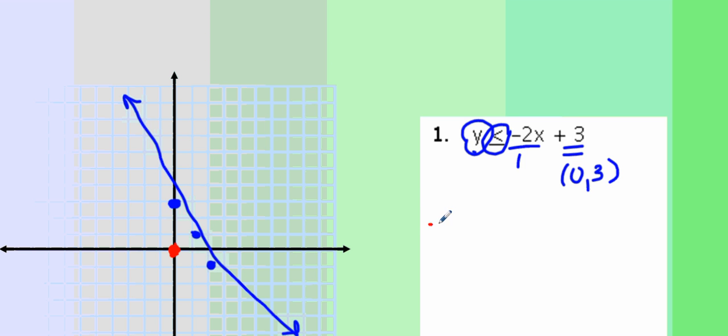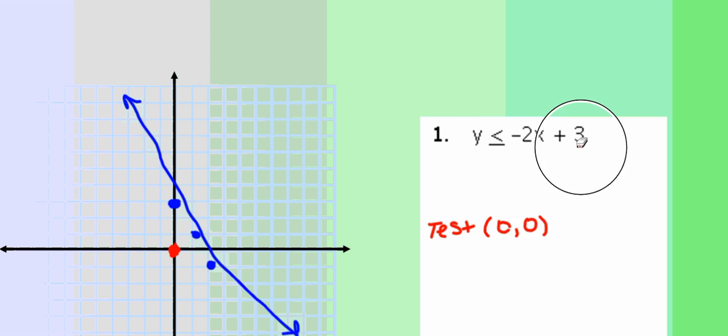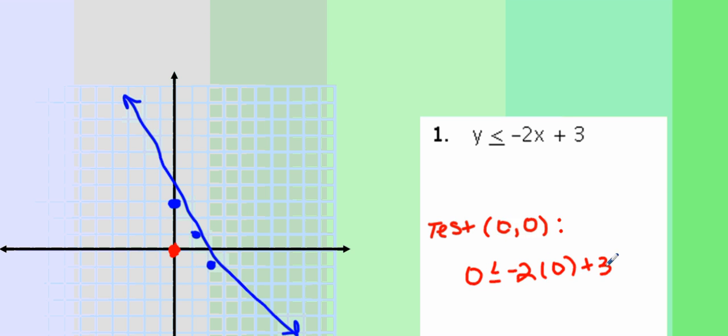So when I test 0, 0, we're testing an ordered pair. That means in the original problem that they have given to us, we're going to plug 0 in for x and for y. So I'm going to have 0 is less than or equal to negative 2 times 0 plus 3. Now I'll just solve, which says that 0 is less than or equal to positive 3.